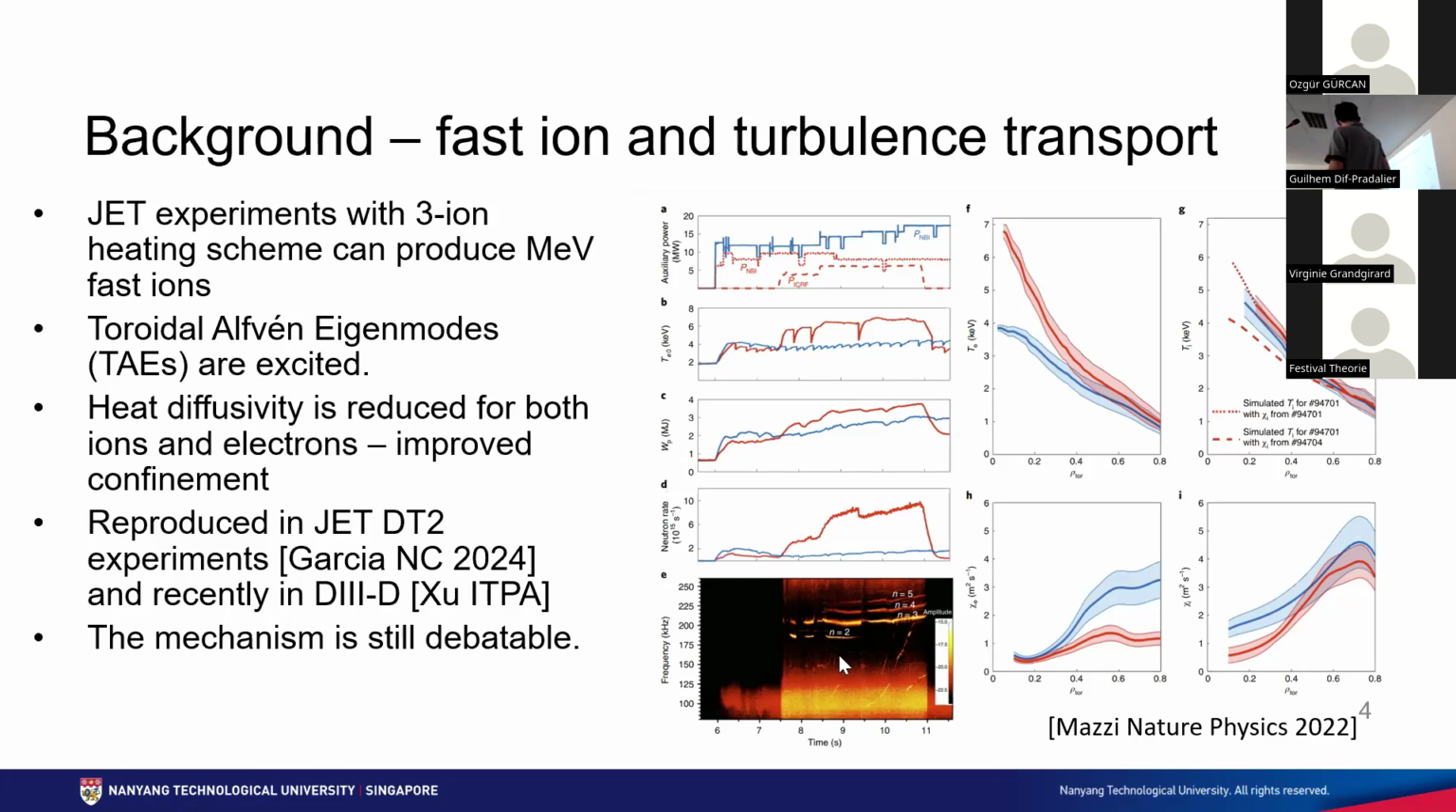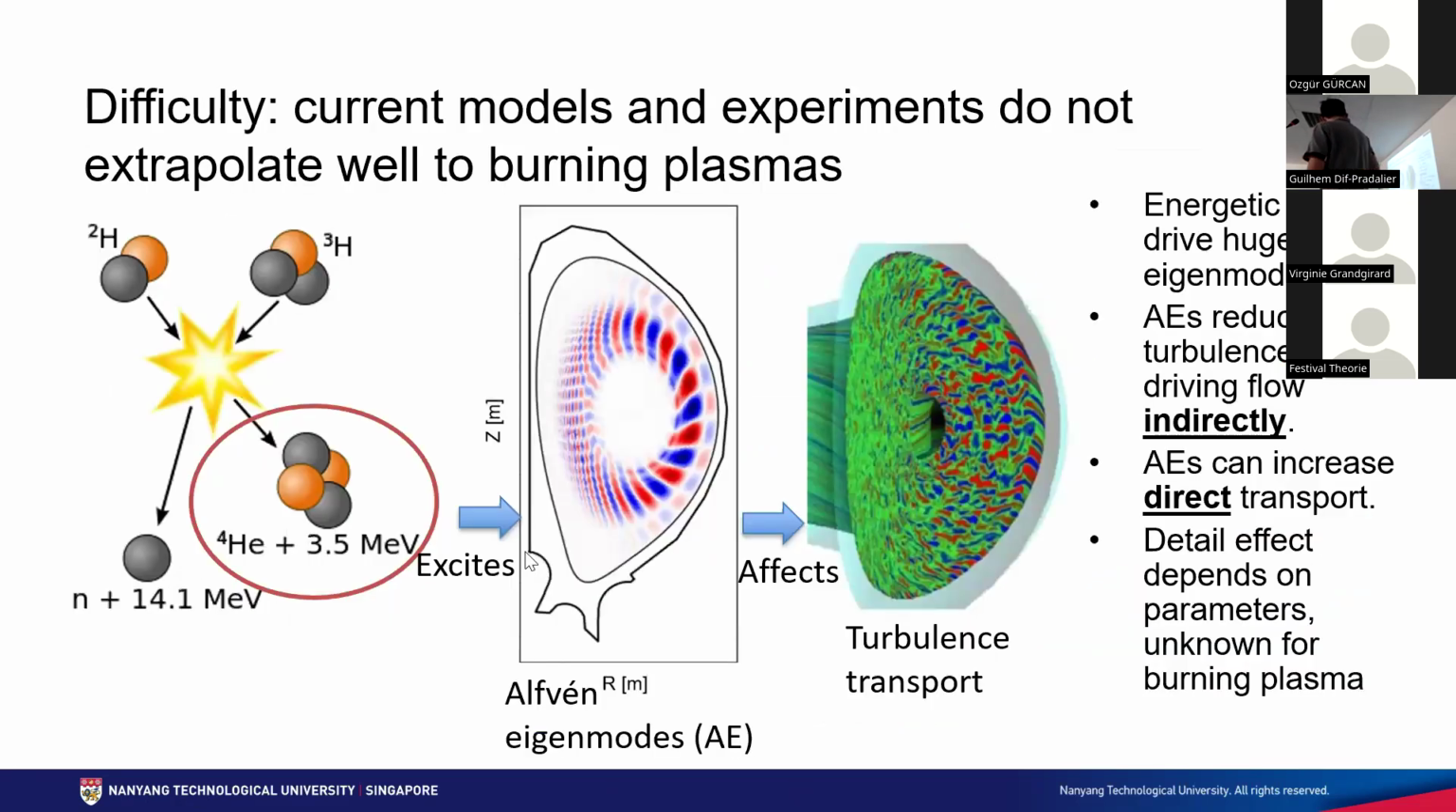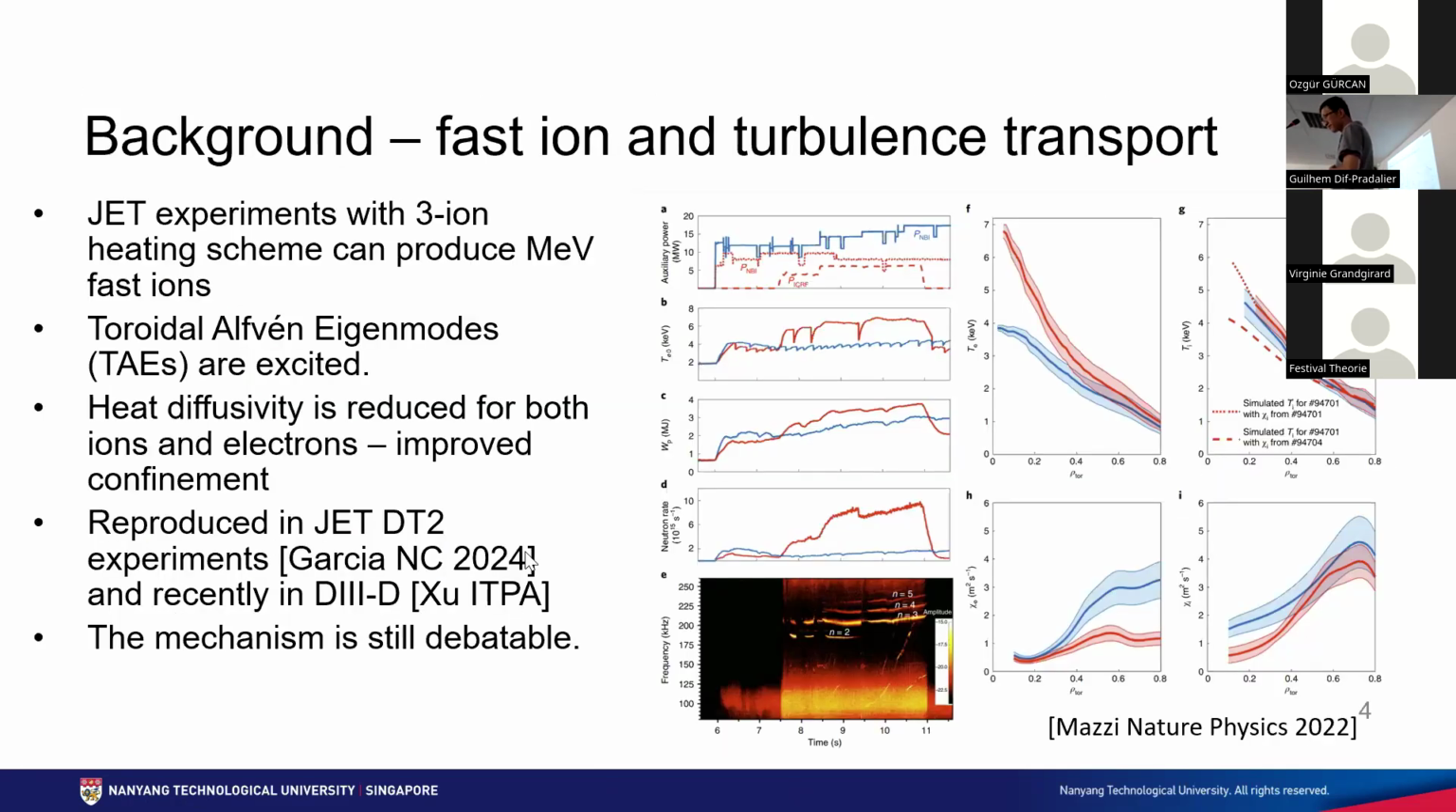So this is strong evidence that the phasons will perhaps stabilize the turbulence. And this is very good for future reactors, of course. This is not just a single case. In some recent experiments, this has been reproduced. In one of these recent DT2 JET experiments, the same thing happens. And more recently in D3D, Xiao Xu has also shown that something similar happens. The mechanism, although people have been discussing the zonal flow suppression scenario, is still up for debate.